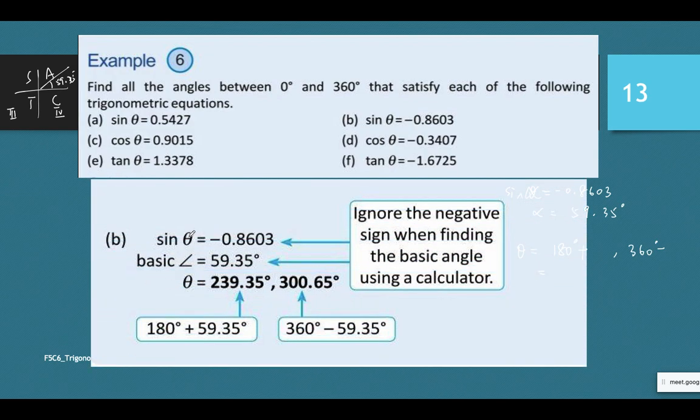Okay. So the basic, okay, write like this also can. You got a question here. This one you write basic angle, I write alpha. It's the same lah. Then the most important is the last: theta equals to these two answers. One is 180 plus your basic angle. One is 360 minus your basic angle. Okay, ignore the negative when you press your calculator. You just press shift sine 0.8603.